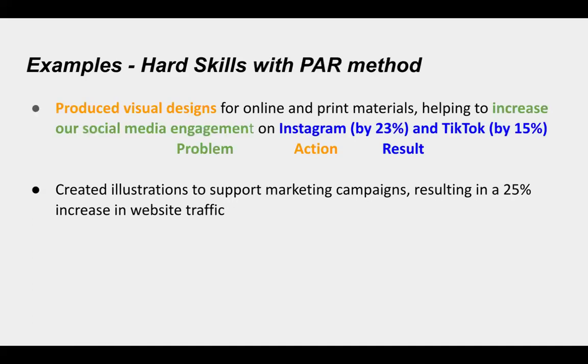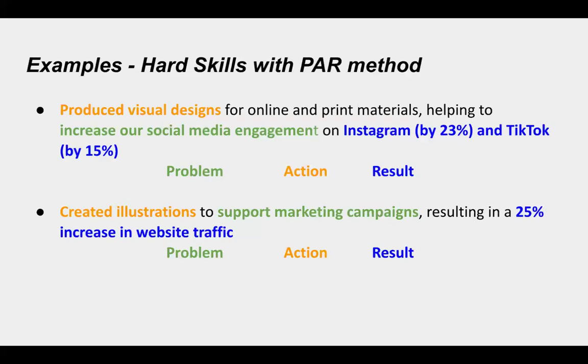Looking at the first bullet point, we can see that the problem, challenge, or task was increasing the social media engagement. The action was producing visual designs, and the result was an actual measurable increase of engagement on social media with percentages. In the second bullet, we see that the problem was supporting the marketing campaign, the action was creating illustrations, and the result was a 25% increase in website traffic.